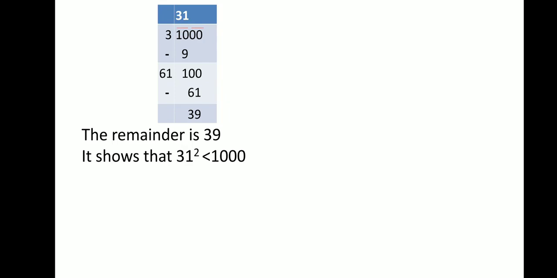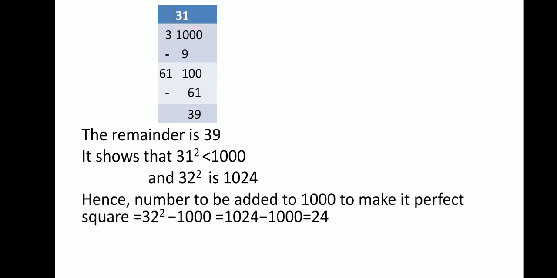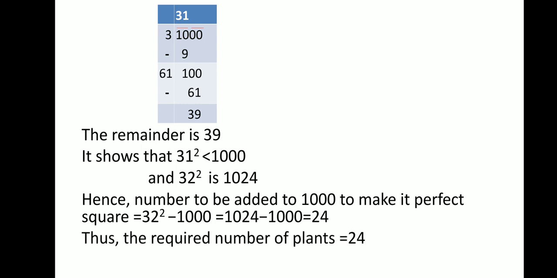Now, as it is a case of addition, like how many more plants will be required, what we are supposed to do is add 1 to the quotient. Here the quotient is 31, so 31 plus 1 is equal to 32. 32 square is equal to 1024. The number to be added to 1,000 to make it a perfect square is 32 square minus 1,000, which is 1024 minus 1,000, equal to 24. So the required number of plants is 24.